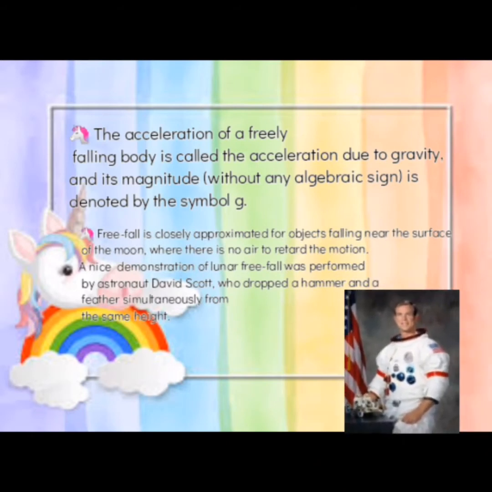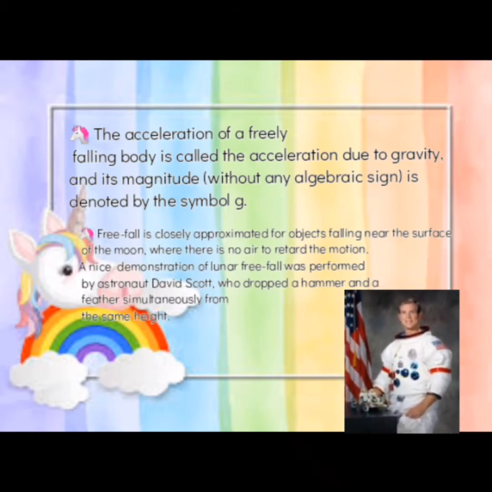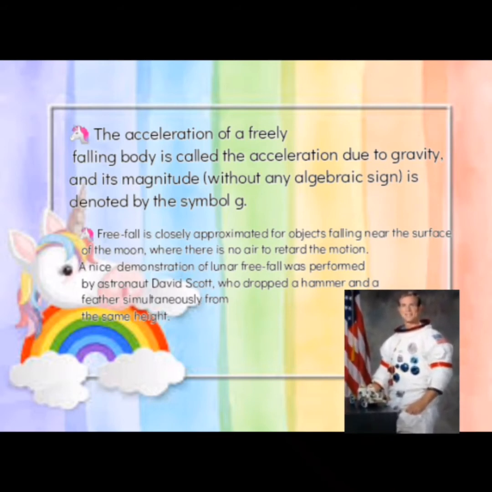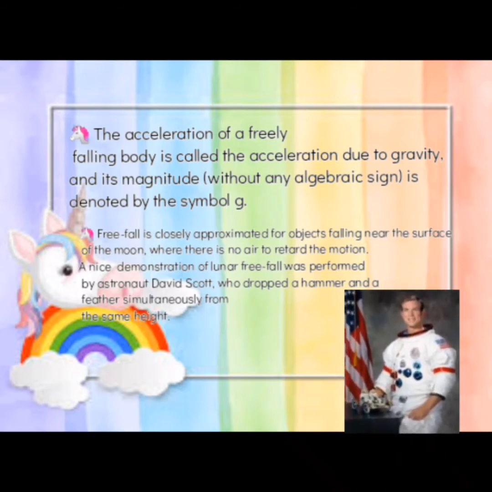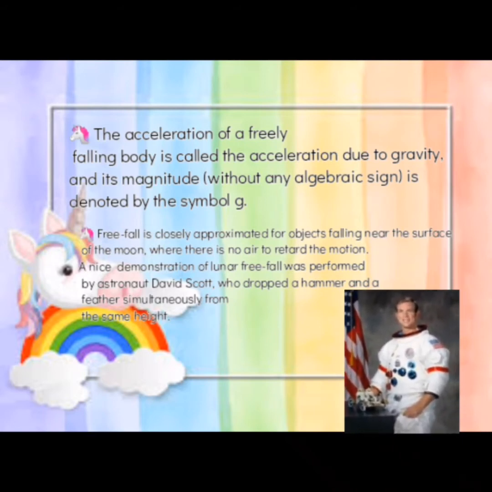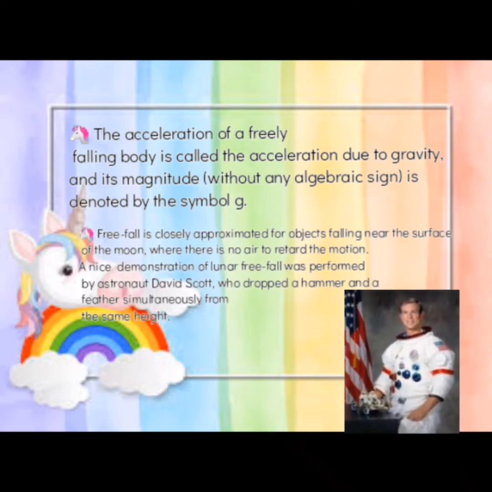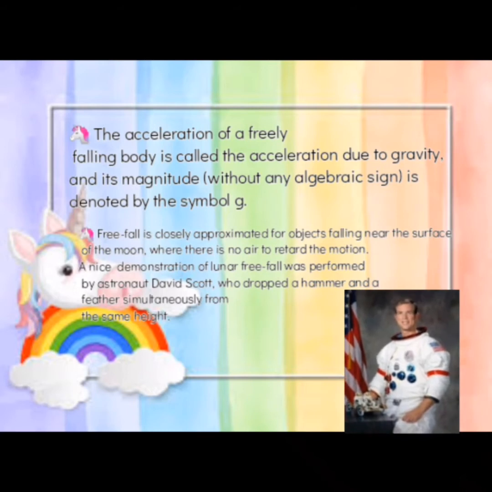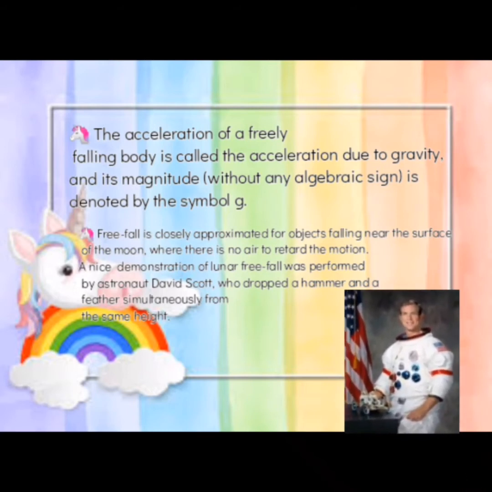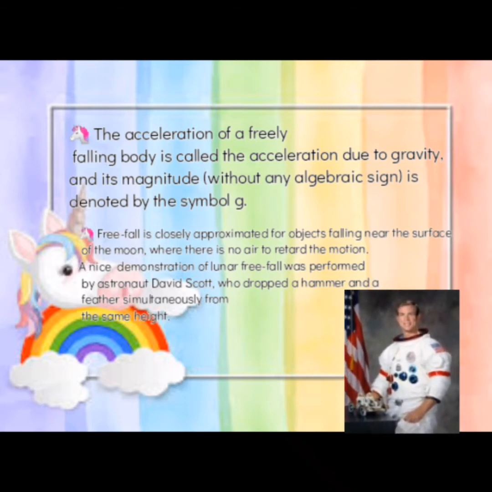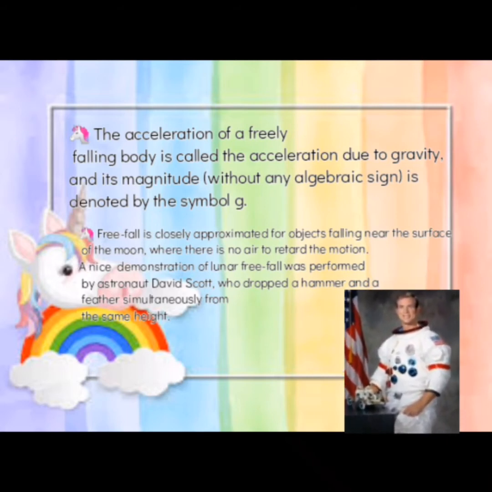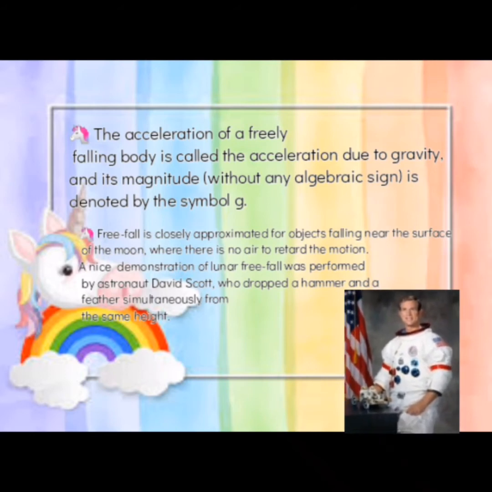The acceleration of a freely falling body is called the acceleration due to gravity, and its magnitude, without any algebraic sign, is denoted by the symbol g. The acceleration due to gravity is directed downward toward the center of the Earth. Near the Earth's surface, g is approximately 9.80 meters per second squared. Unless circumstances warrant otherwise, we will use either of these values for g in subsequent calculations. In reality, however, g decreases with increasing altitude and varies slightly with latitude.